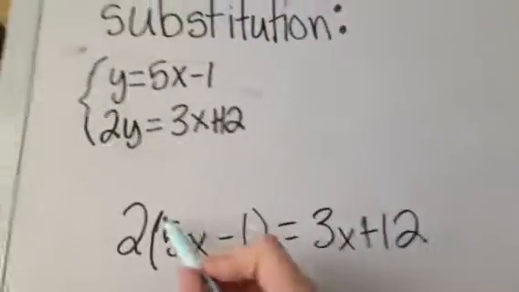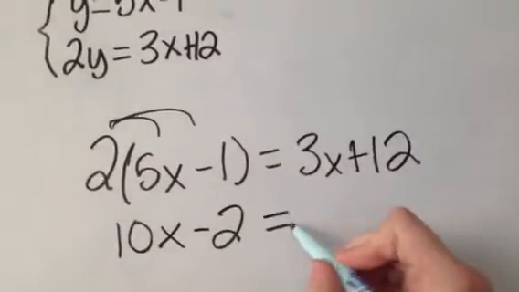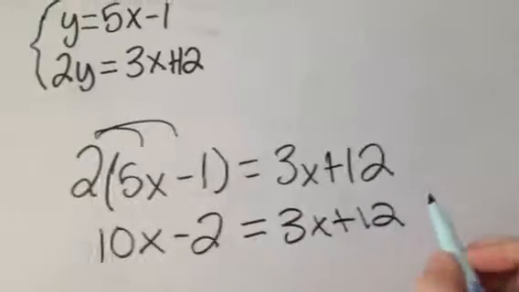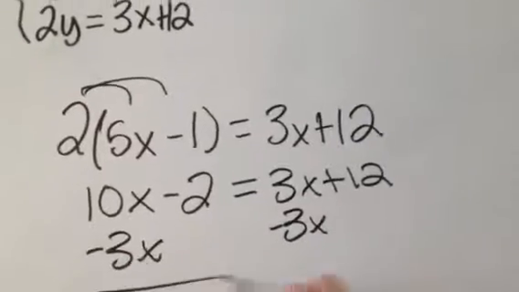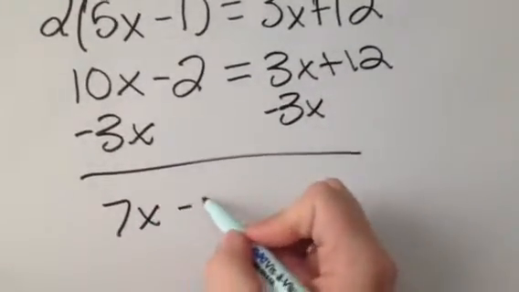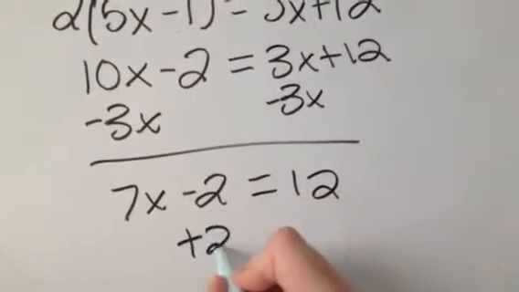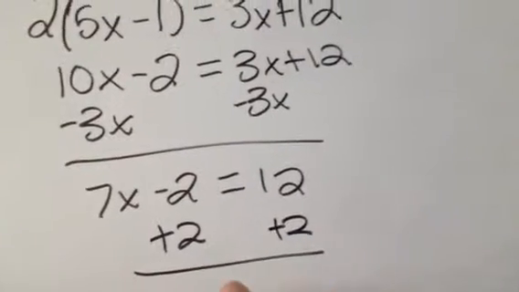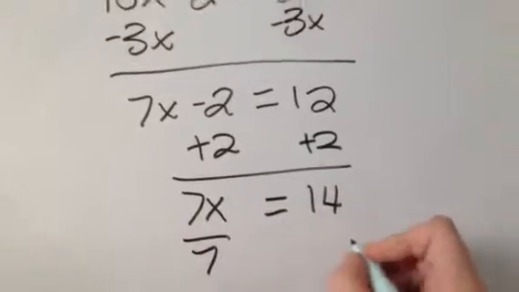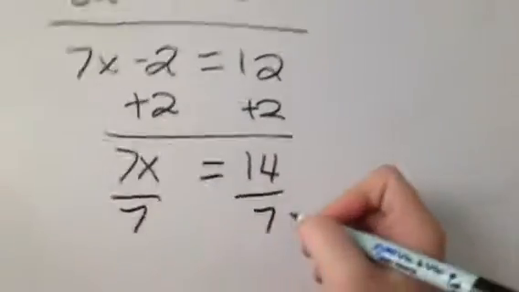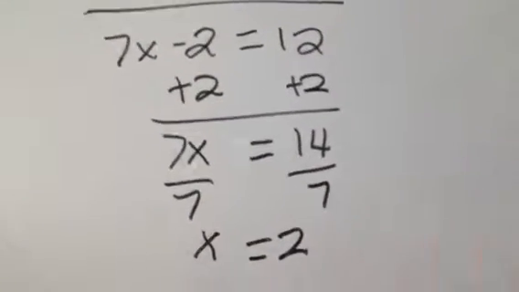And so we're going to do our distributive property, which is 10x minus 2 equals 3x plus 12. Then we're going to subtract 3x from each side, giving us 7x minus 2 equals 12. Then we're going to add 2. So that's 7x equals 14. Divide 7x by 7, 14 by 7, and that gives you x equals 2.